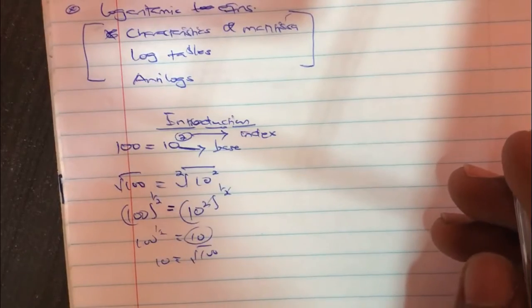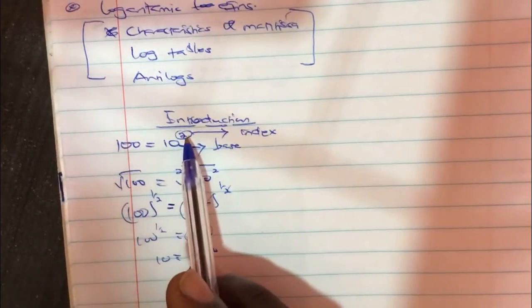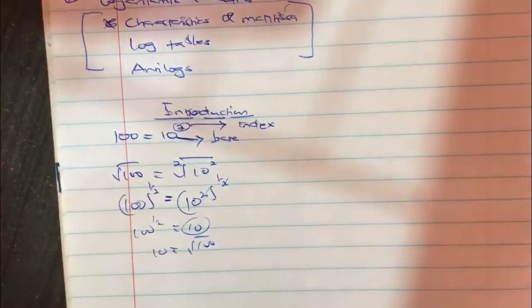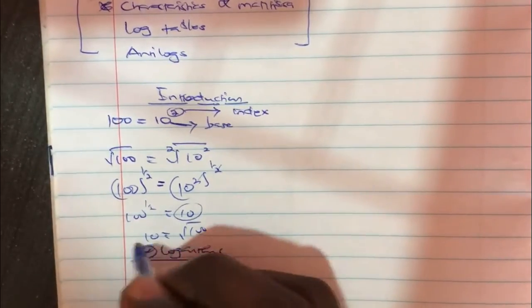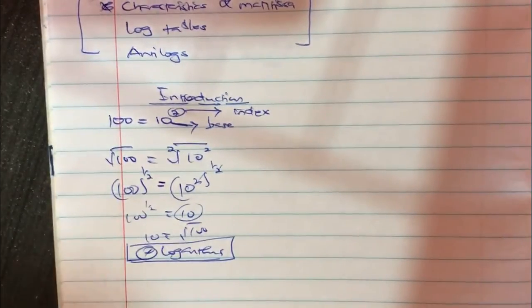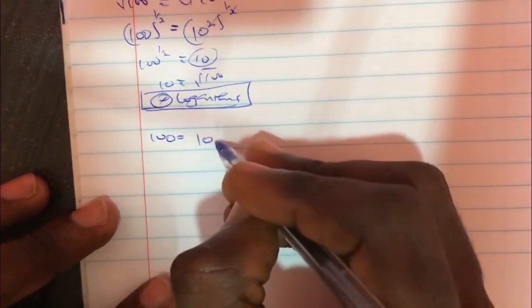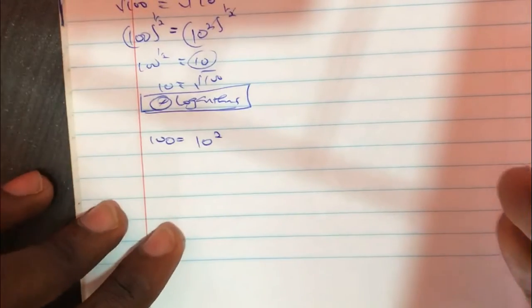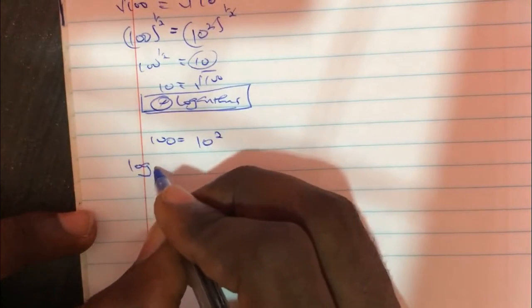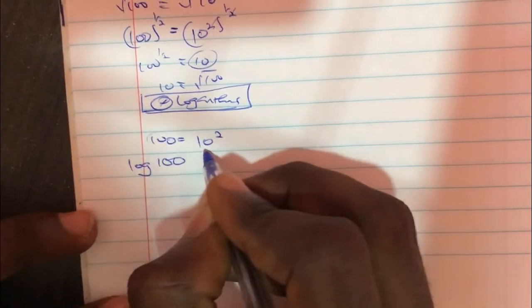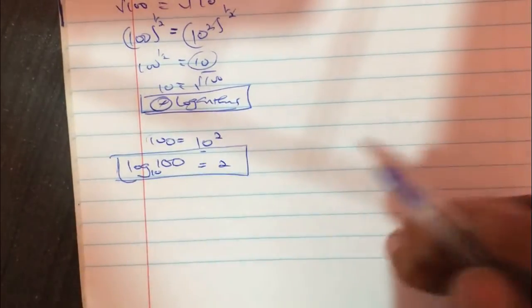But what if I say make the index the subject, make 2 the subject? That is where the problem comes in, and so there is the need to introduce logarithms. That's why we need logarithms. In this case where 100 is equal to 10 exponent 2, we can make 2 the subject by finding the logarithm of both sides. So log of 100 to the base 10 is equal to 2. Now we've introduced the log, so this is where logs come in.